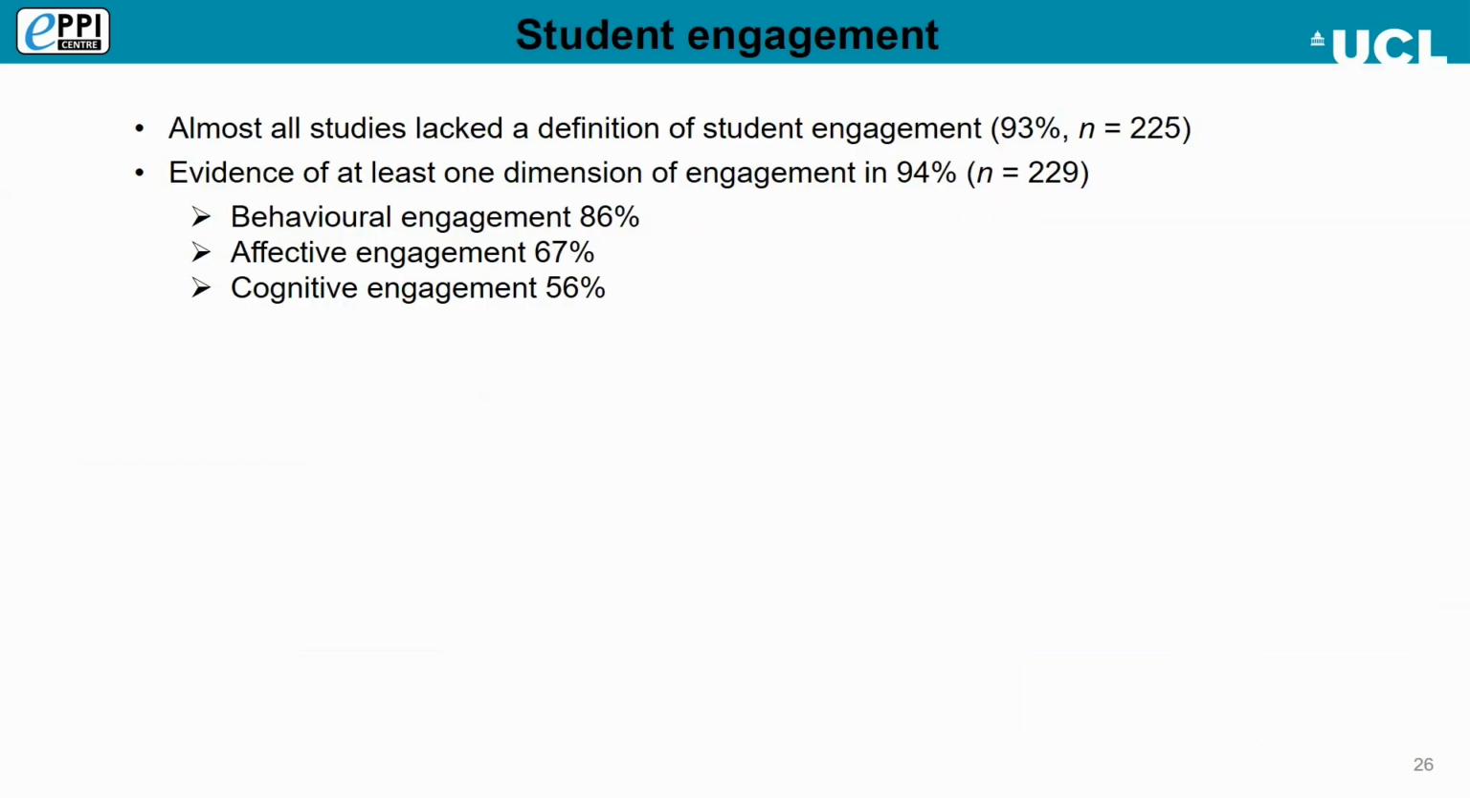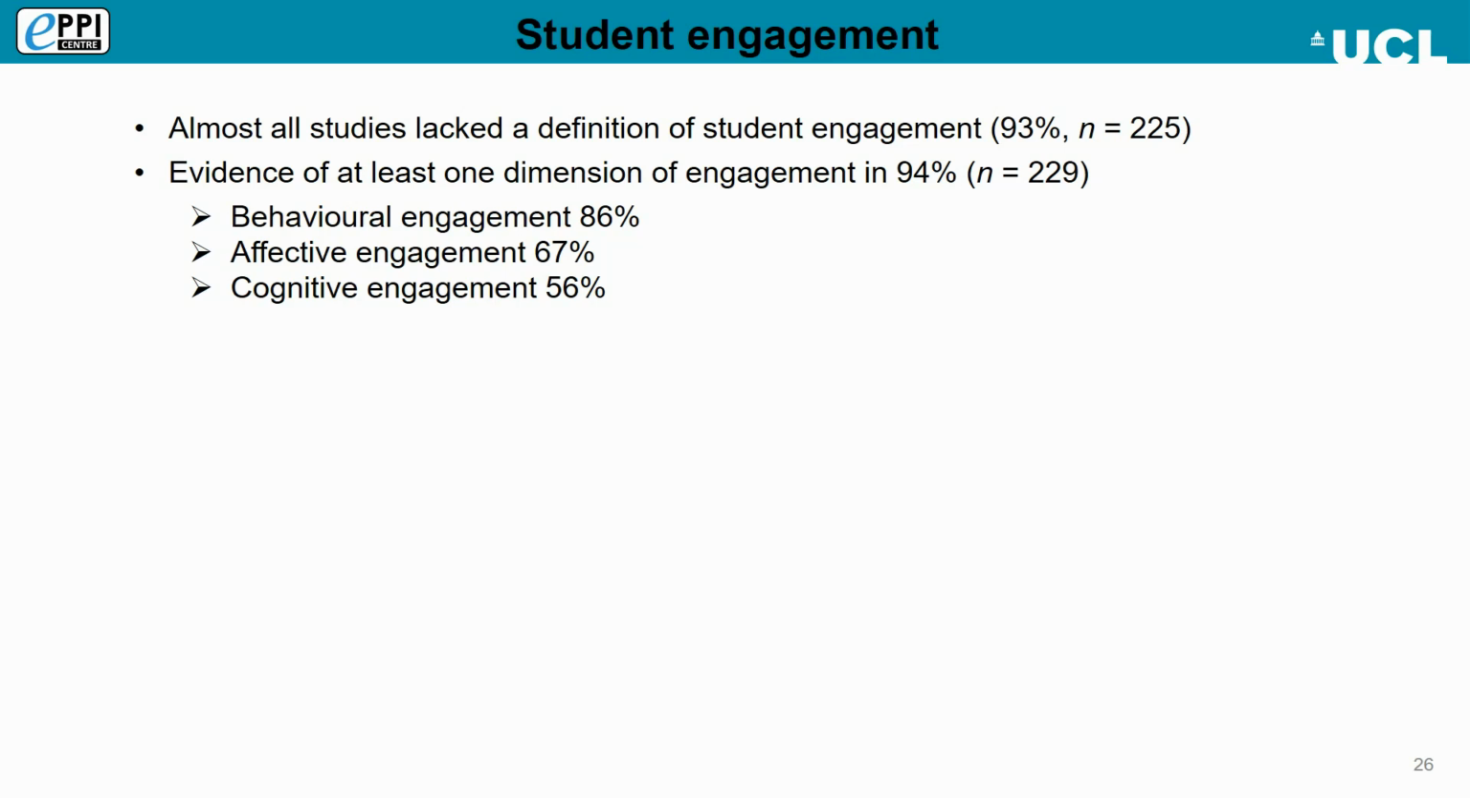So, what did we find? We found that almost all of the studies lacked a definition of student engagement. So even though they were focused on student engagement with technology or as a result of using technology, we found that 93% of those studies didn't actually include or identify how they were going about understanding student engagement at all, which is really quite high. We did find, though, evidence of at least one dimension of engagement, based on that framework that you saw, in 94% of studies.